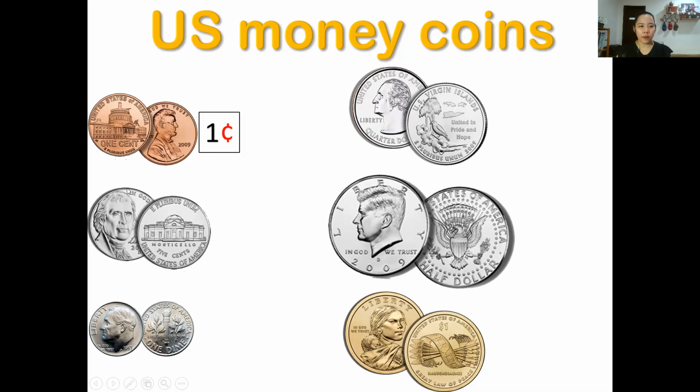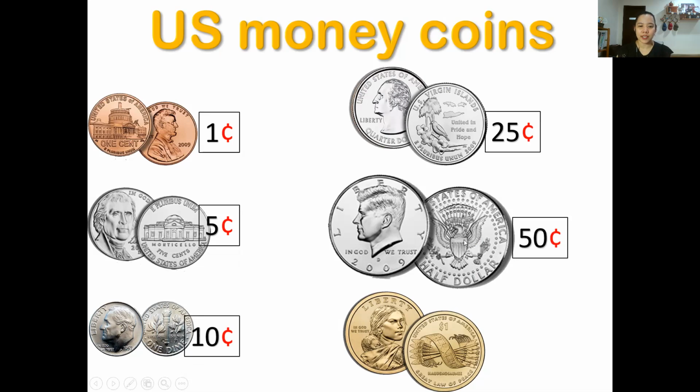The second coin right here is called a nickel, and it has a value of 5 cents. This third coin here is a dime, and it has a value of 10 cents. The fourth coin here is a quarter dollar, and it has a value of 25 cents. This coin here is called a half dollar, and it has a value of 50 cents. And the last coin that you see here is called a dollar, and it has a value of 100 cents.